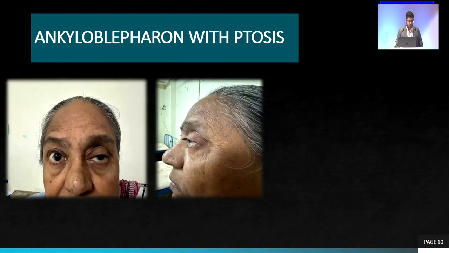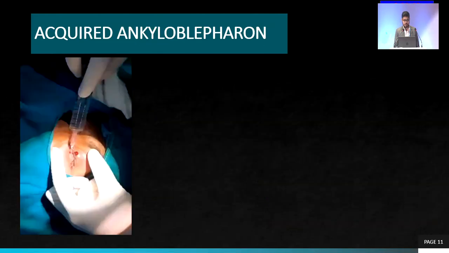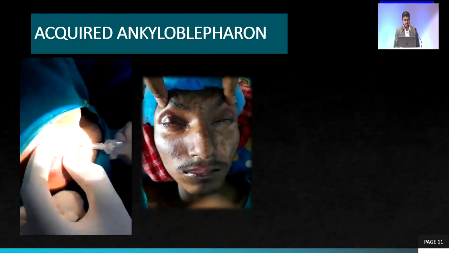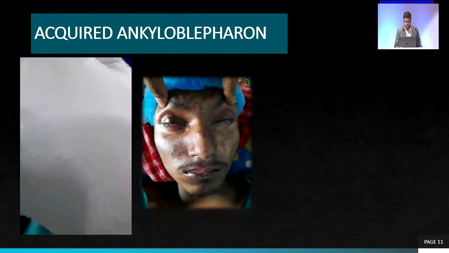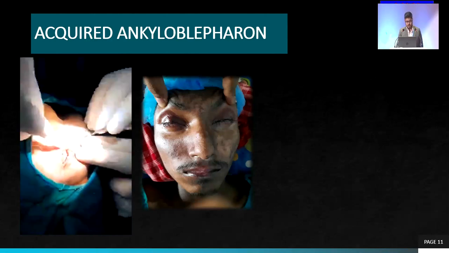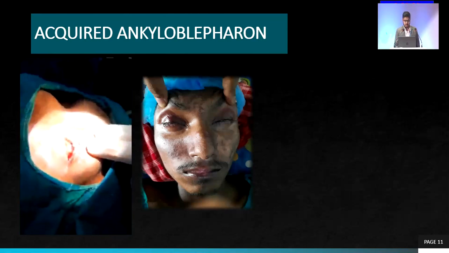A surgery was done where the ankyloblepharon was cut and post-operative relief of symptoms was seen. The fourth and the final one is that of an acquired ankyloblepharon caused due to Stevens-Johnson syndrome. The patient was referred from a dermatology ward and this is his pre-operative picture. Surgically, the procedure was done where the bands were released and forniceal sweeping was done.